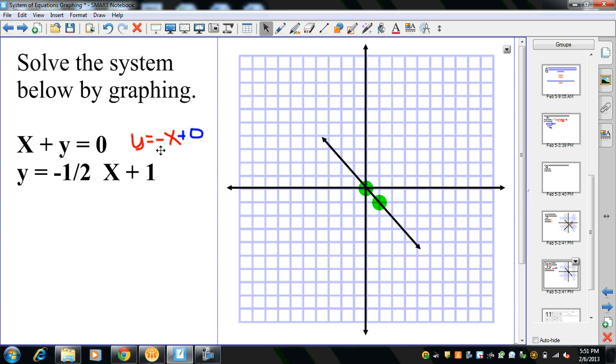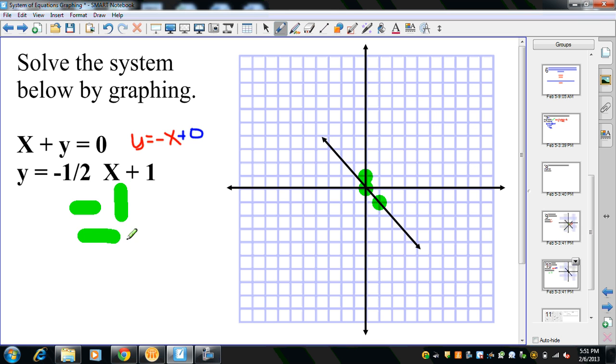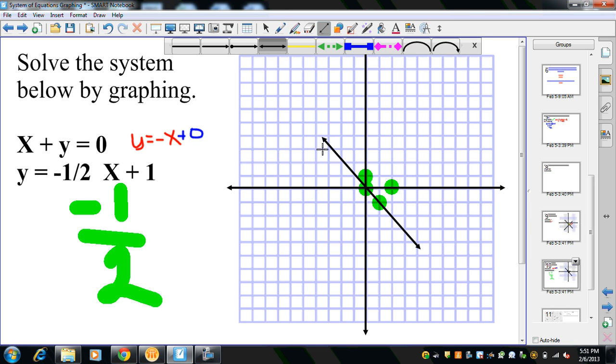Now I'm going to graph the other one. This is y equals negative 1/2 x plus 1. My y-intercept is at positive 1, so I'm going to put a point right here at positive 1. And my slope is negative 1 over 2. I know that's really big, but that means my rise is negative 1, and then my run is positive 2. So I'm going to put the point there. And again, we're going to connect them.